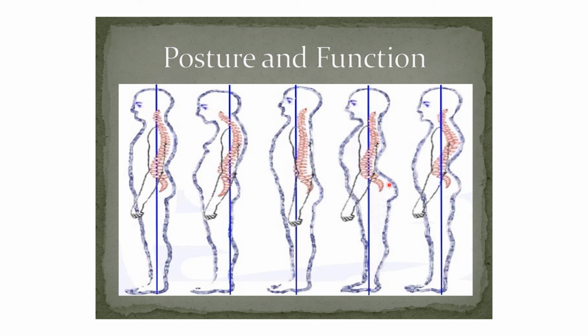And lastly, this is the person that gets the double whammy. They become hyperkyphotic, they get too much curve in the mid-back, and hyperlordotic, too much curve in the low back. So this person may have low back pain, may have mid-back pain, may have neck pain, or all of the above.